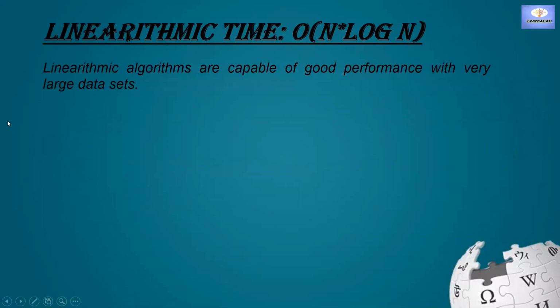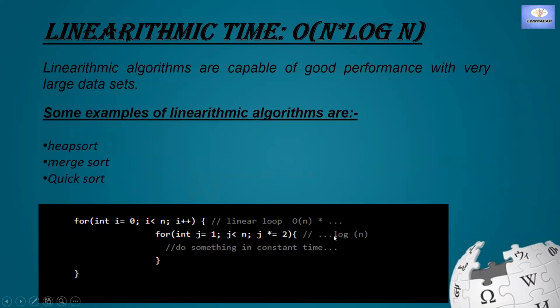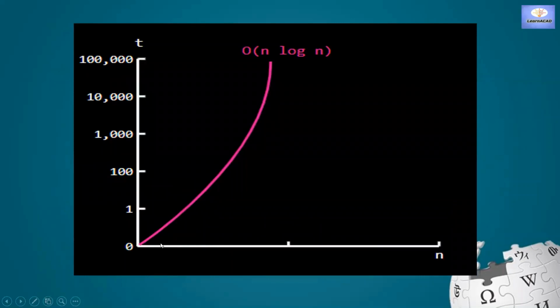The next one is linearithmic time, which is big O of n log n. Linearithmic time is capable of good performance with very large data sets. As you can see in this example, the first loop is a linear loop and the second one is a logarithmic loop. So the total is a linearithmic loop, which is big O of n log n. Some more examples of linearithmic algorithms are heap sort, merge sort, and quicksort. And this is the graph of linearithmic time.